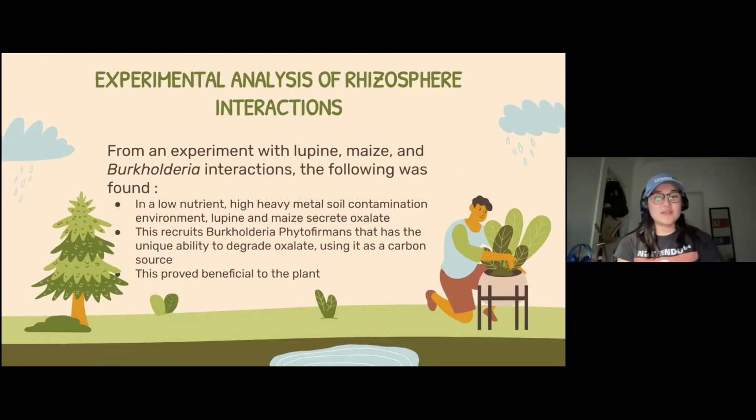We now understand that the root exudates recruit microorganisms into the rhizosphere, which explains the large amounts of diversity within this area. However, there is still some ambiguity around the kind of microorganisms that can be recruited. In this experiment, led by Thomas Cost, it was discovered that a specific bacterium colonized lupine and maize plants. This bacterium, B. phytofirmans, had the innate ability to break down oxalate and use it as a carbon source. I say that this is innate because this trait was only found in this species in particular and not any other species found in this genus.